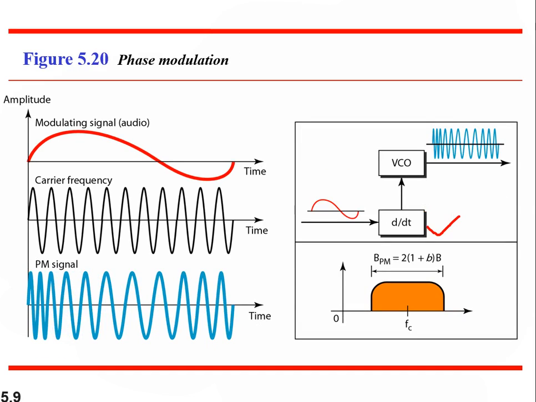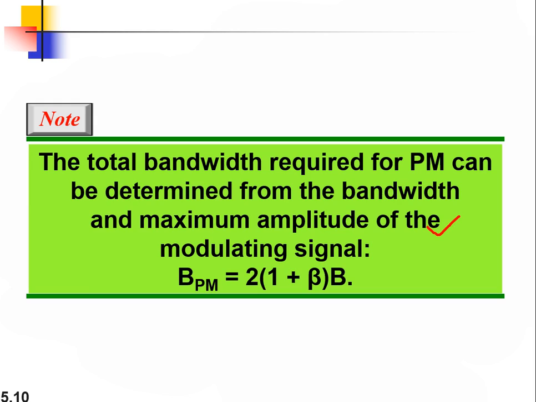But in phase modulation, we add a derivative, a differentiator, and then the signal goes with the VCO. It makes the slope and makes the changes. Derivative means changes in the slope, changes in the shape, changes in the graph. That's why we use a derivative in phase modulation. The total bandwidth required can be determined from the bandwidth and the maximum amplitude of the modulating signal, with the same formula.